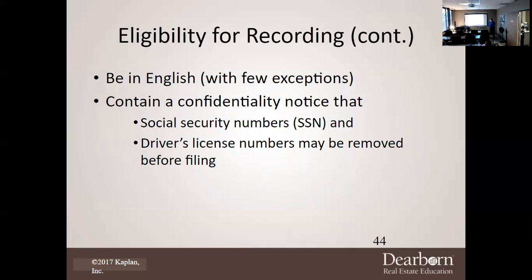Okay. It also contains a confidentiality notice that if the social security numbers are in there and the driver's license, they may be removed. So when you're filing something and it has the social security numbers or driver's license numbers, in that particular situation it can be removed for confidentiality purposes. I will tell you, a lot of divorce decrees, people don't catch this. When they file divorce decrees, their social security numbers and driver's license are sometimes in those decrees. And they don't even know.